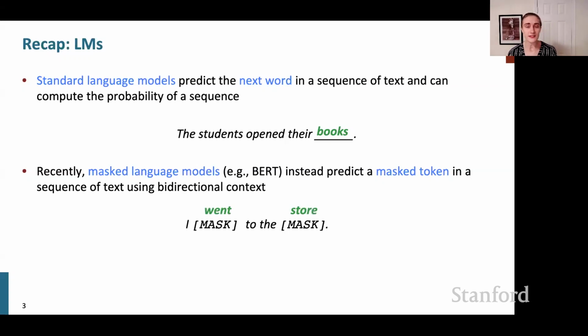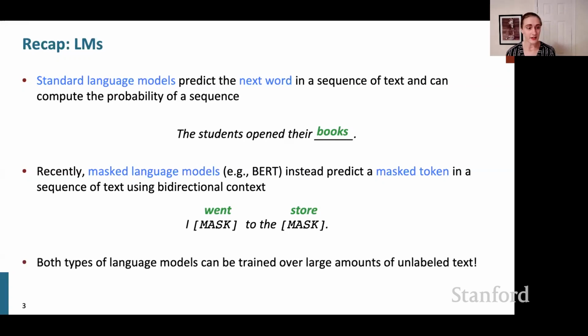So while there are some differences in these 2 types of language models, whether you're predicting the next word or whether you're predicting the masked out token, they're similar in that they can both be trained over large amounts of unlabeled text. And this is one of the reasons why they've been so widely adopted. They don't require any human annotated data.